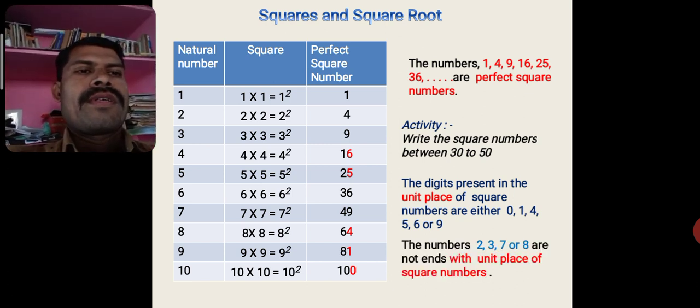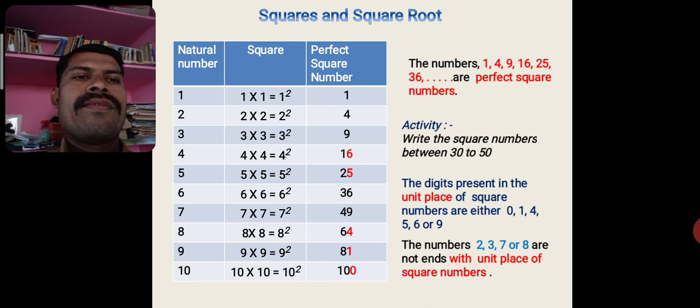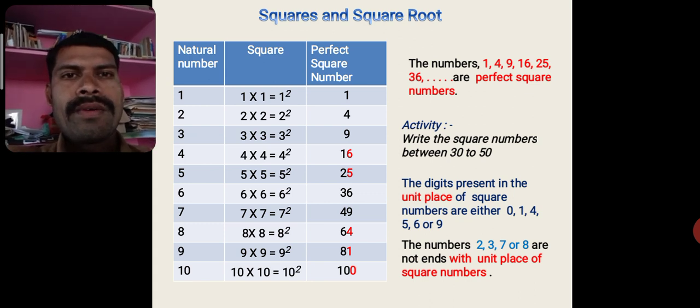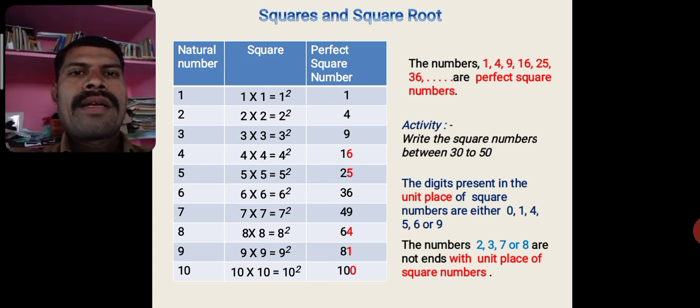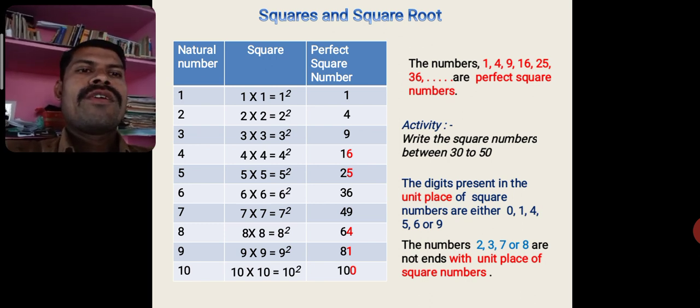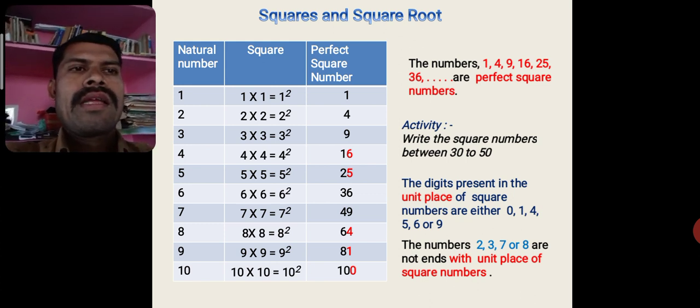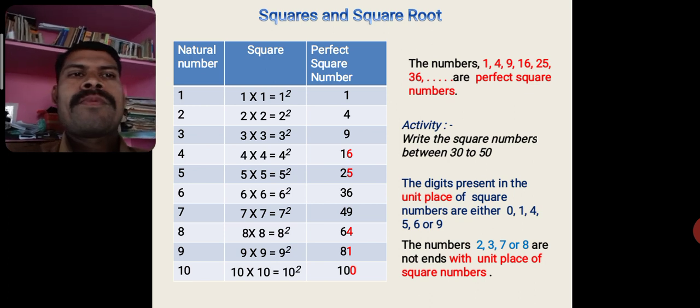So numbers ending with 2, 3, 7 or 8 in the unit place are not square numbers. Any square number ends with either 0, 1, 4, 5, 6 or 9. That you have to remember, first point.